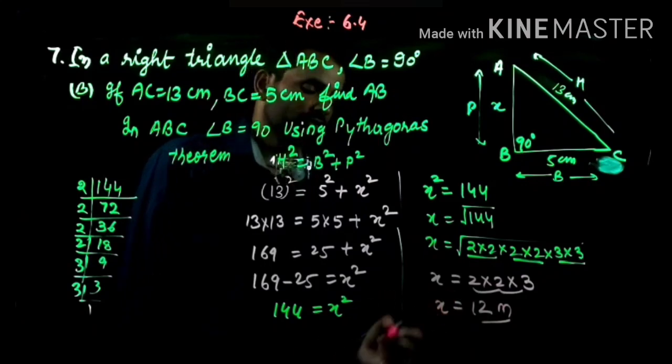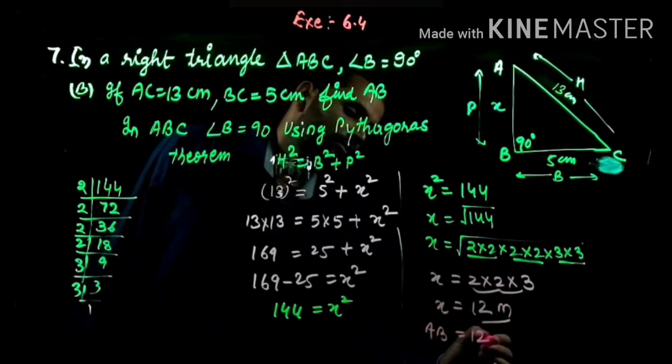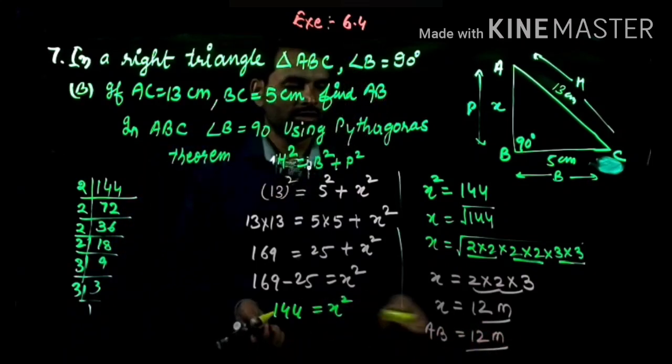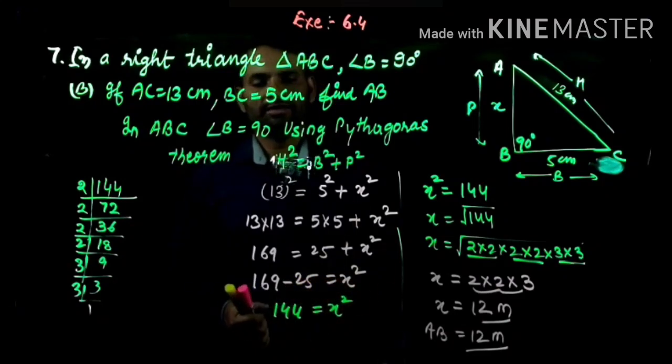So the value of x is 12, that is, given AB is equal to 12 meter. The value of AB is equal to 12 meter, and in this exercise the remaining questions will be solved in the next class.